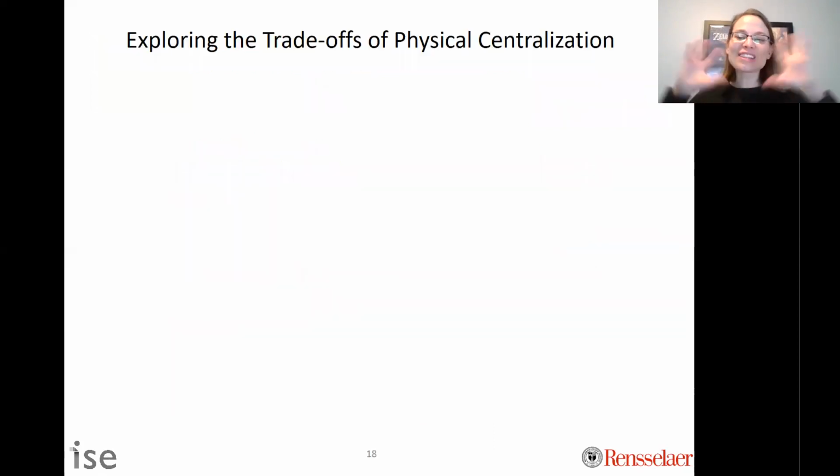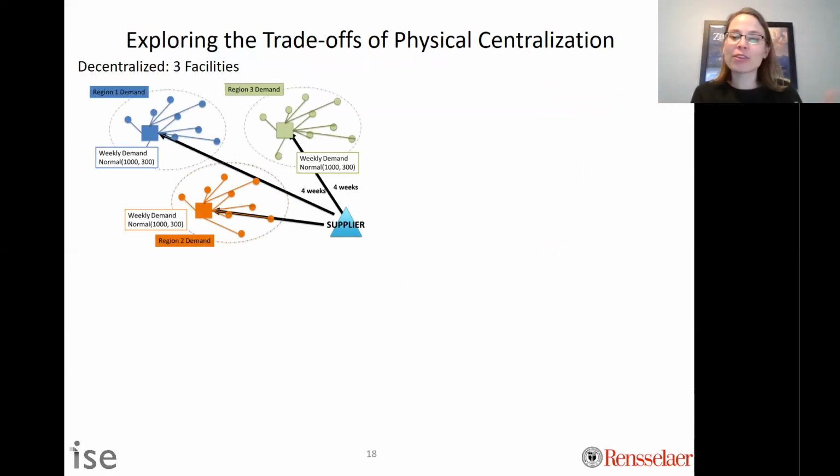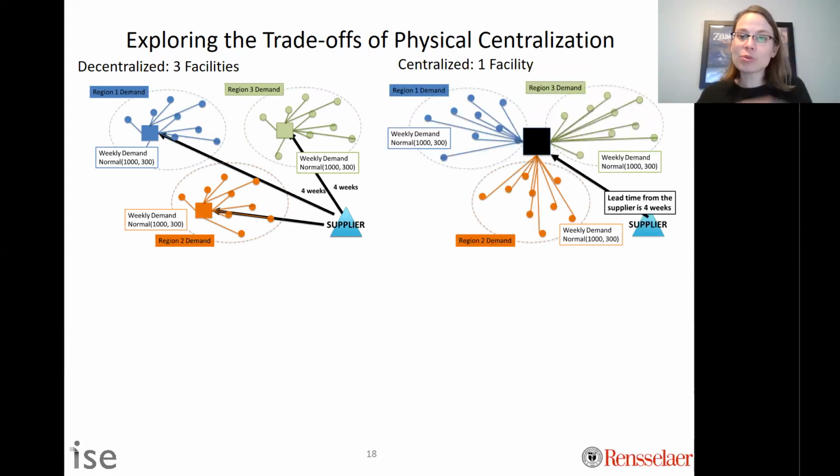So let's compare the trade-offs of physical centralization. If we think about this decentralized case, which was the one where we had 3 separate facilities, each of those facilities fulfilled demand in their regions independently of each other. And if we compare that to the centralized case where we have only a single distribution center, it pools or aggregates all the demand from all 3 regions into a single location. So what are the trade-offs there?